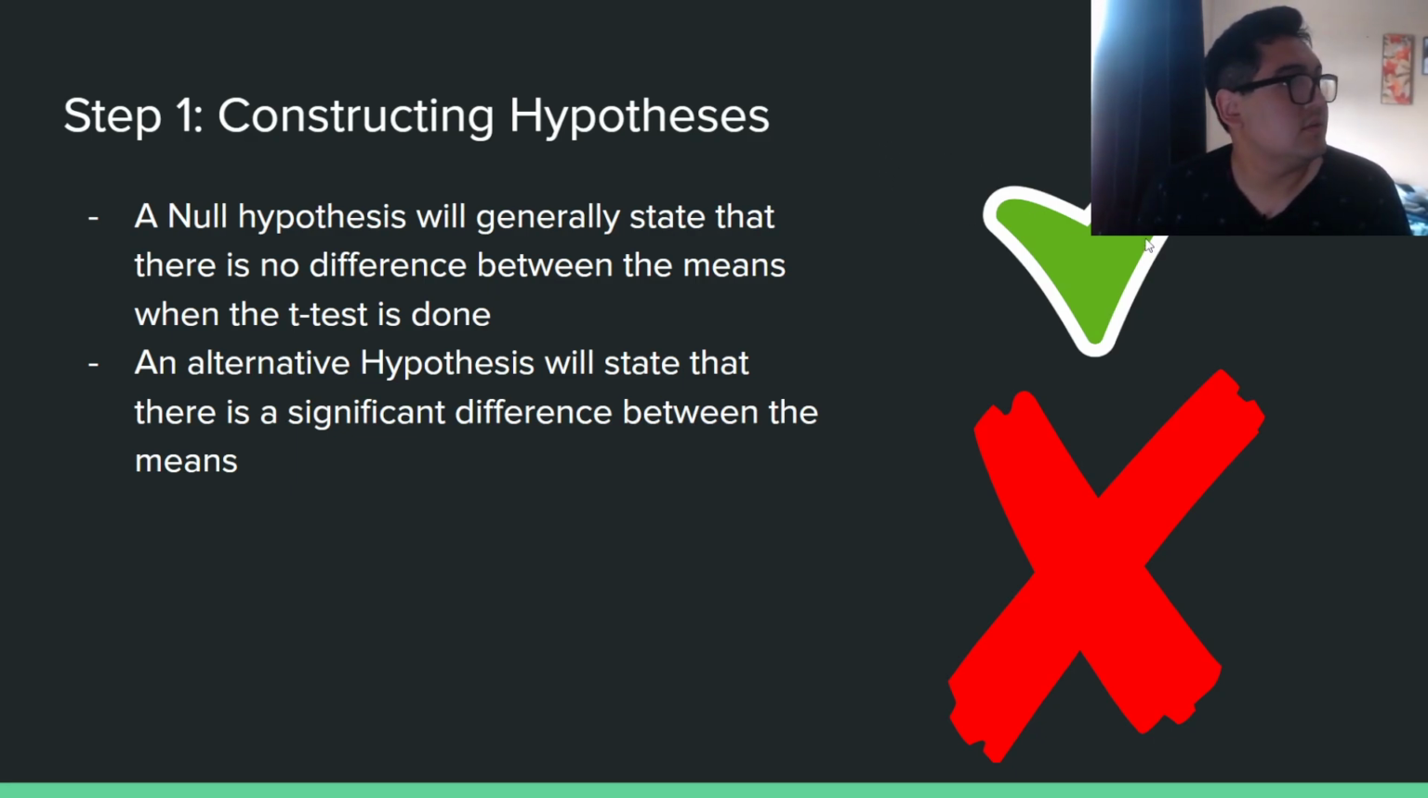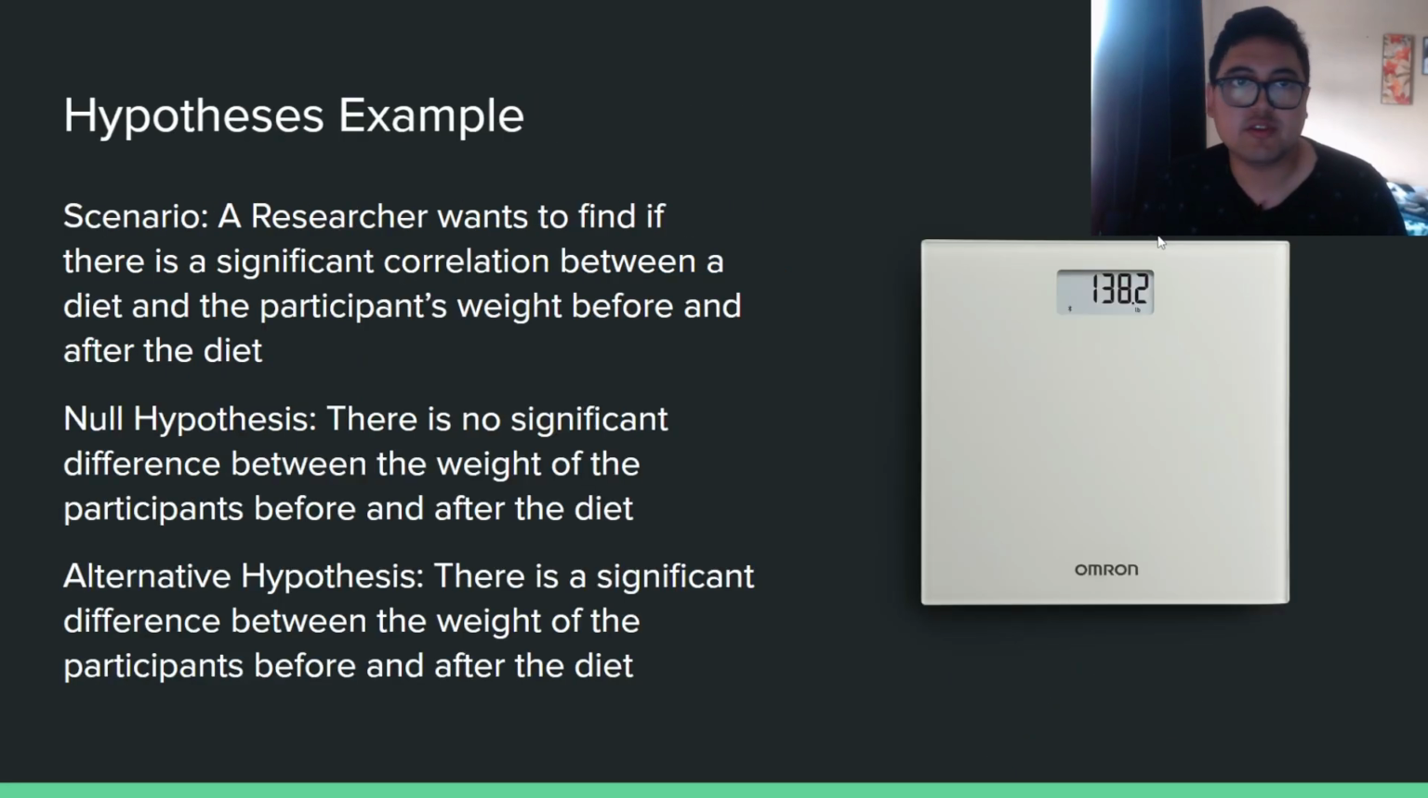Okay, so now going on. For an example of this in action, we can say that we're trying to see if there's a difference between a group of people's weights before and after they participate in a diet. The null hypothesis will state that there is no significant difference between the weight of the participants before and after the diet, and the alternative hypothesis will state that there is a significant difference between the weight of the participants before and after the diet.